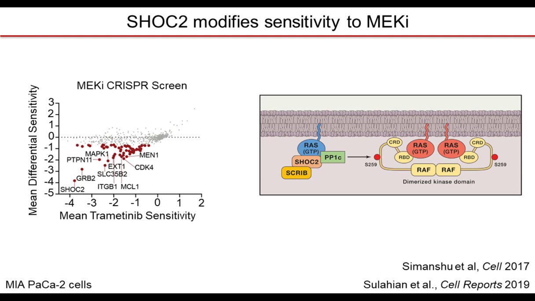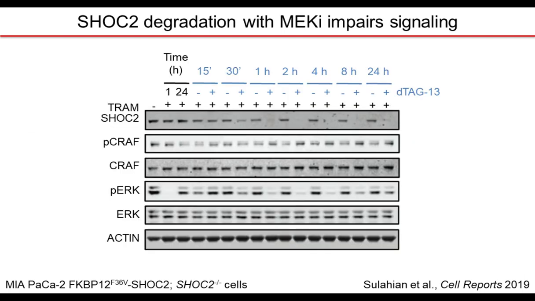Now, a little bit of quick background on SHOC2. SHOC2 binds directly to MRAS and complexes with PP1C. This complex actually regulates serine 259 phosphorylation, which is an inhibitory event on RAF kinase. Upon serine 259 phosphorylation, this actually abrogates the activity of RAF itself.